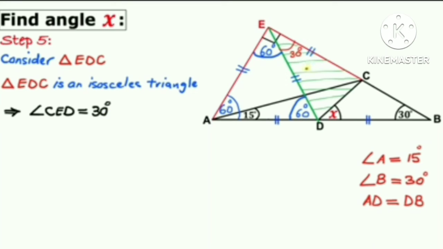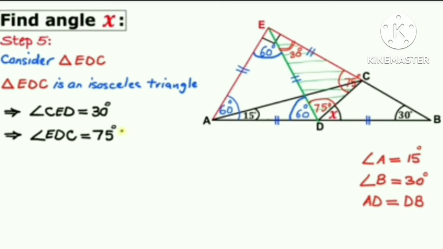Now we also know that this is an isosceles triangle. That means this side is equal to this side. So that means this angle is equal to this angle. We know that this angle is 30 degrees. So that means these two angles have got to be 75 degrees each, because the sum of all these three angles must be equal to 180 degrees. So therefore this angle EDC turns out to be 75 degrees.